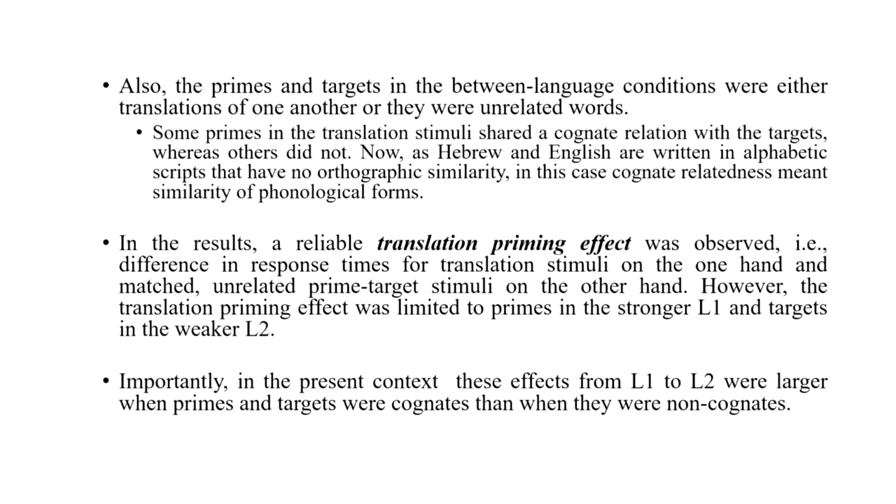In the results, a reliable translation priming effect was observed, which refers to a difference in the response times for translation stimuli on the one hand and the matched unrelated prime-target stimuli on the other. However, the translation priming effect was limited to primes in the stronger L1 and targets in the weaker L2, which tells us that this effect is happening more from the L1. Importantly, these effects from L1 to L2 were larger when primes and targets were cognates than when they were non-cognates. So, a higher degree of overlap both in the sound and the meaning is required here.